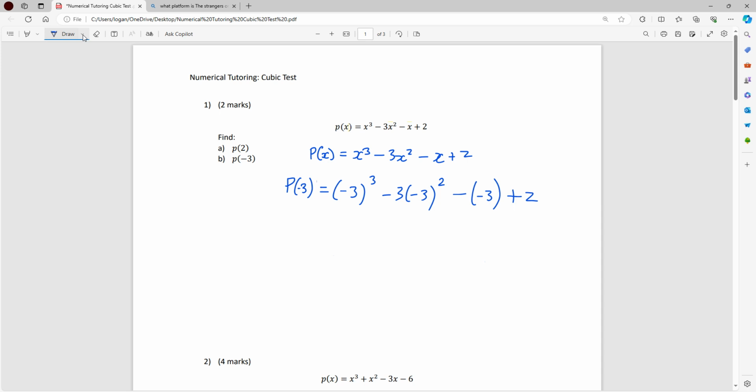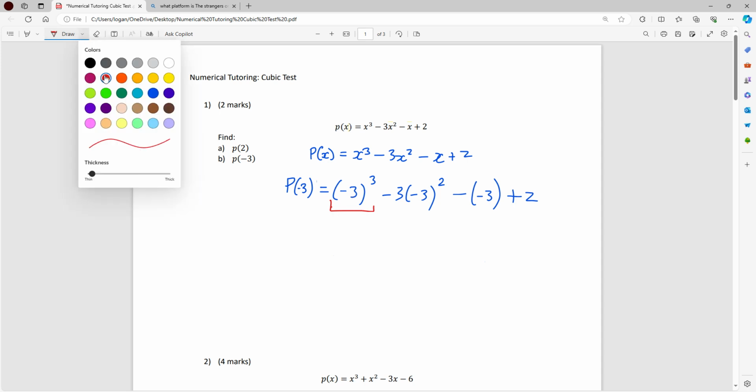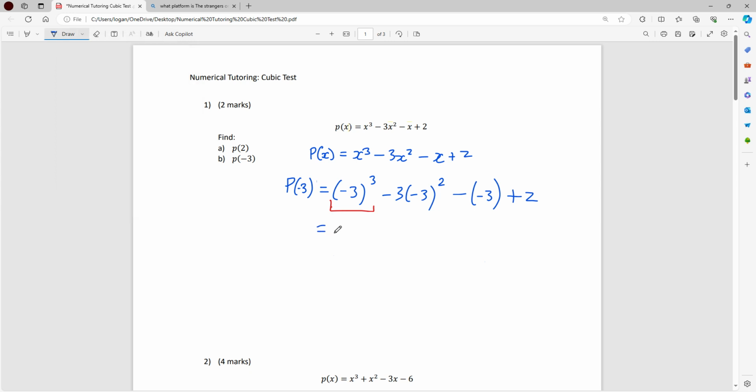So this first bit here is still going to be a negative number because of the cube. It's an odd power, so it's going to retain its negative. Just think 3 cubed, whatever that is, and put a negative in front. 3 times 3 is 9, times by 3 again gives you 27, so this bit is negative 27. Negative 3 squared is 9, times by minus 3 gives you negative 27. Here you just get a positive 3 because a negative times a negative is positive, and then plus 2.